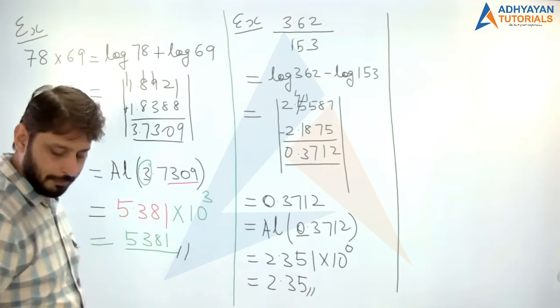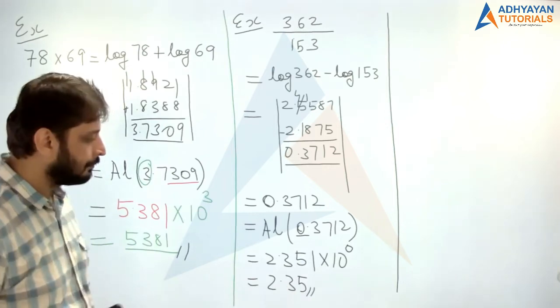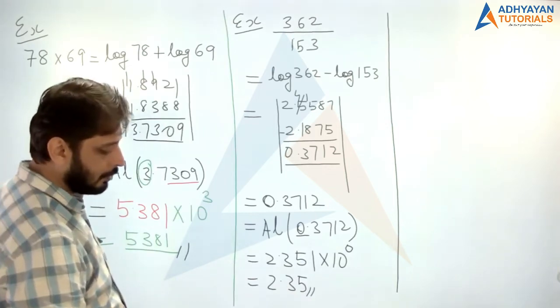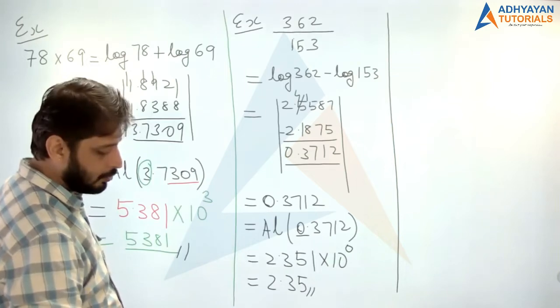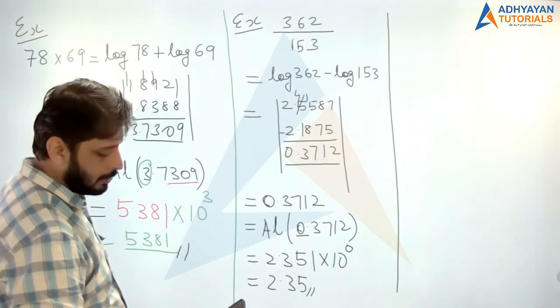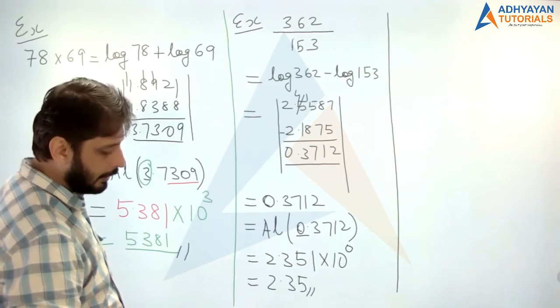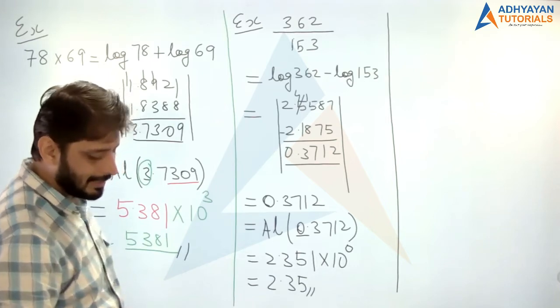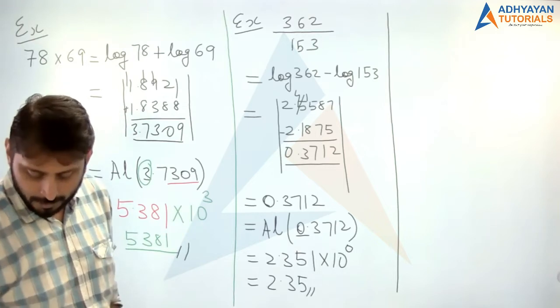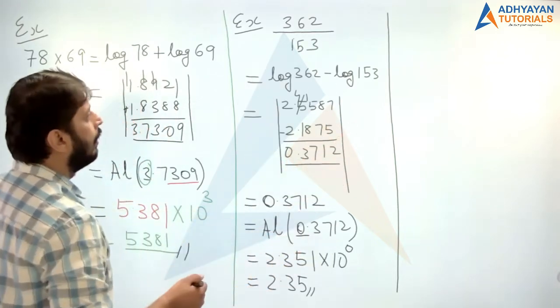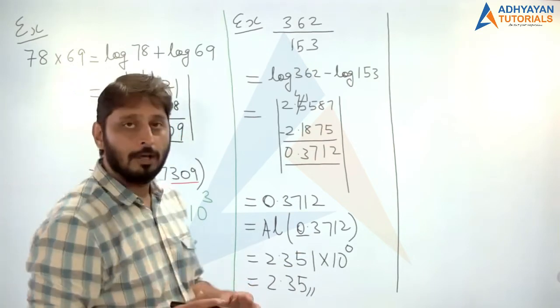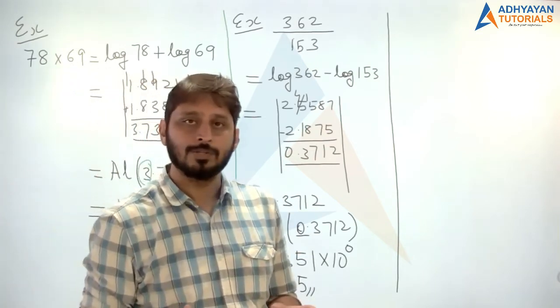approximately. So if I again take the calculator and I divide 362 and 153, I get 2.366, which is the approximate answer. All right. I hope you all are following it, right, my dear students?